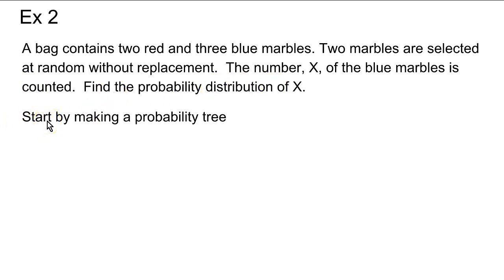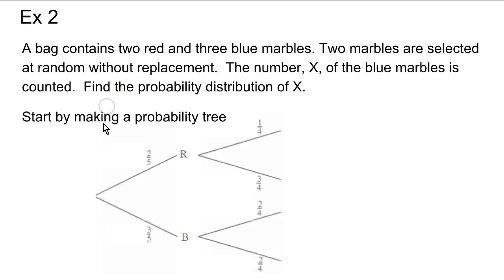All right, so first start by making a probability tree for this situation. What we're doing is we're pulling out 2 marbles and drawing a tree. I'll pause, wait. All right, hopefully you did that, and hopefully you got something like this.